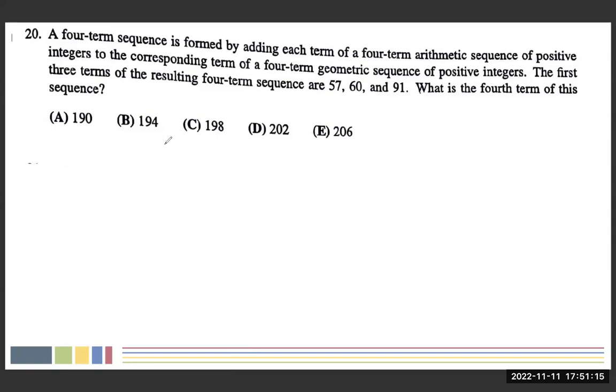Well, let's try to define these sequences. For the geometric sequence, it goes A, and then AR, and then AR squared, right? And then the next term would be AR cubed, but we don't need to write that. And for our arithmetic sequence, let's write B, and then B plus D, and then B plus 2D, right? This all makes sense because in a geometric sequence we're multiplying by the same consistent ratio: A, AR, AR squared. In an arithmetic sequence, we're adding the same difference D: B, B plus D, B plus 2D.